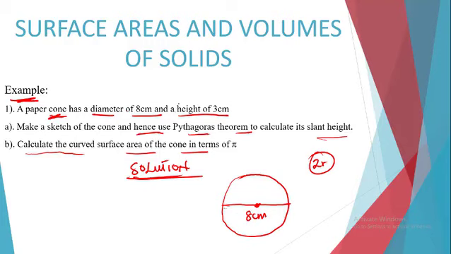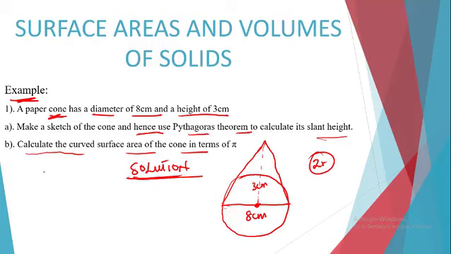And then we are told that the height of the cone is 3 cm. So we form a triangle and then we draw the height. Let's assume that this is the height, and from here to here is 3 cm. Now we are asked to find the slant height using Pythagoras theorem. The first thing we need to do is to bisect this triangle.